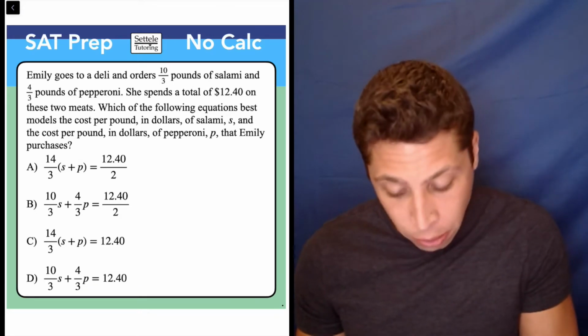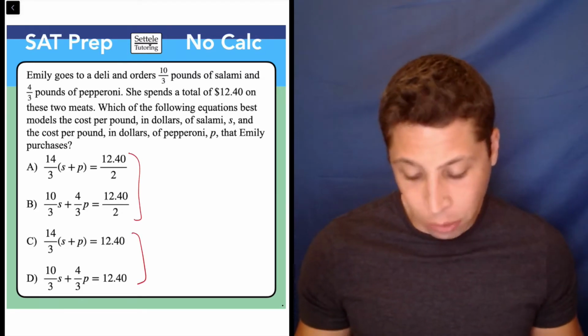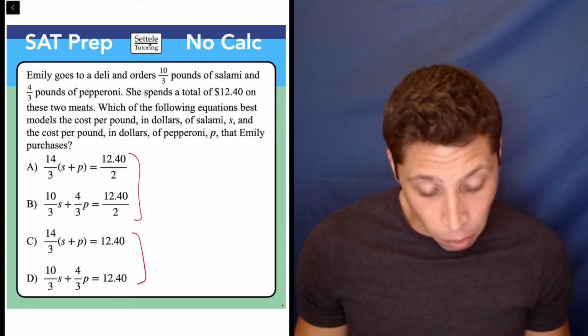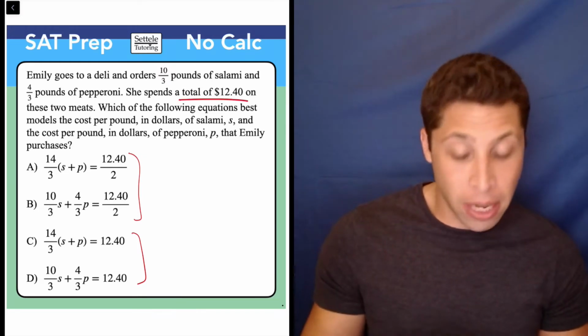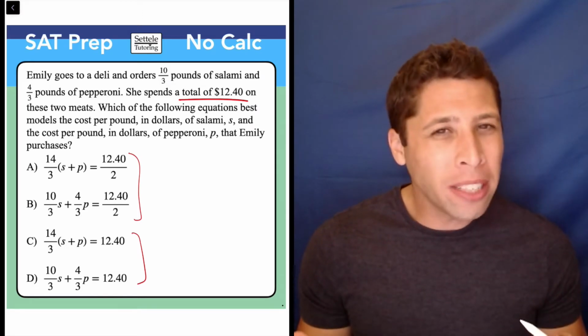So one thing that I notice is that choices A and B want me to divide this 1240 by 2, whereas choices C and D don't. So let's see, what is this 1240 supposed to be? That's the total amount of money that's being spent on two things, salami and pepperoni. Now, why would I divide it by 2?